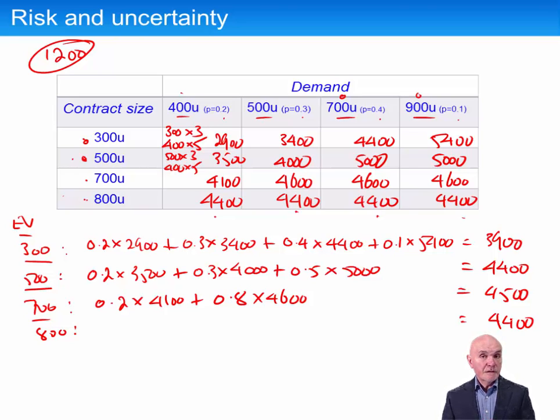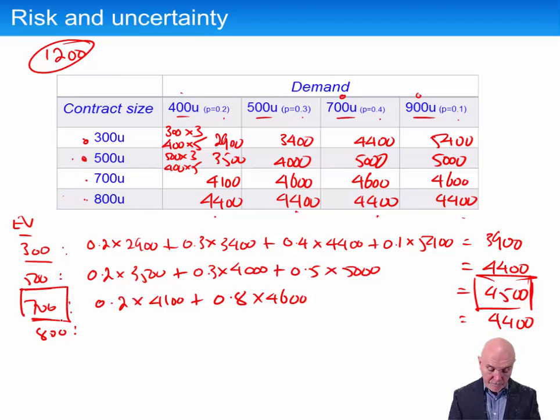And the decision process is you look at these potential expected values and you choose the one which is largest, and it's going to be this one. And your advice to John is you should sign up to making 700. Sign up for 700 units, and on average, this is going to produce you a monthly profit of 4,500.